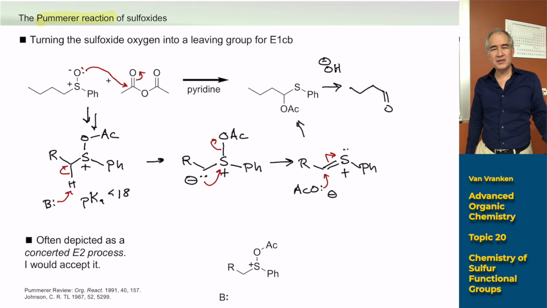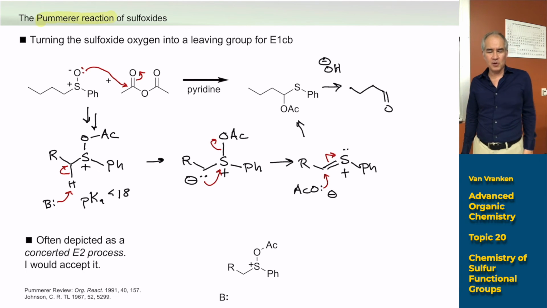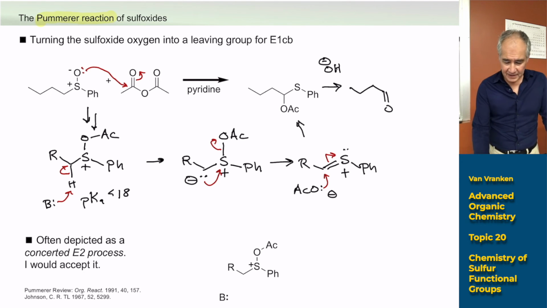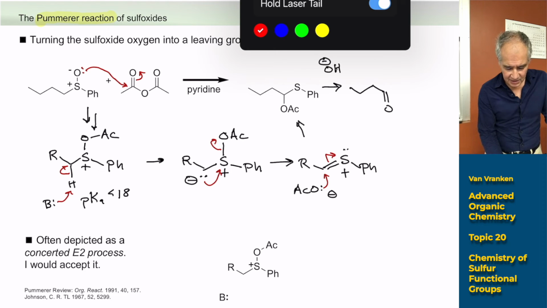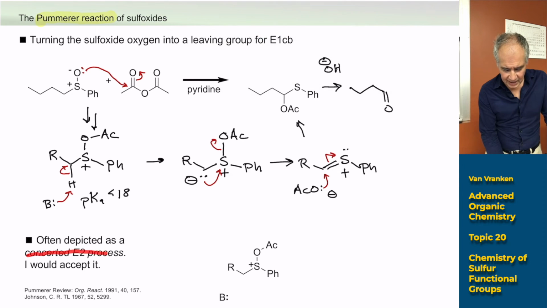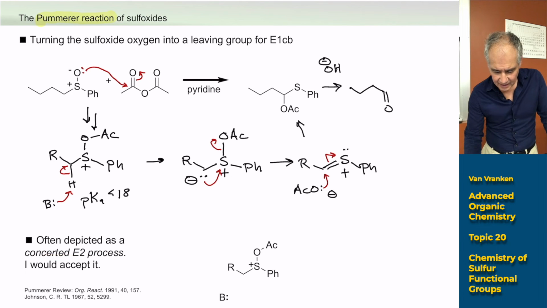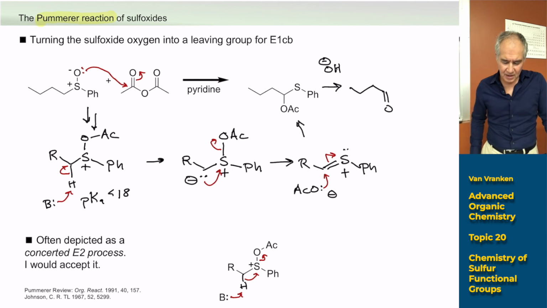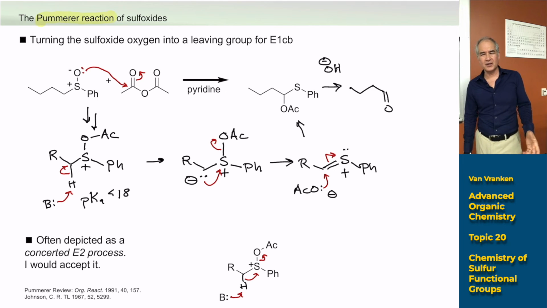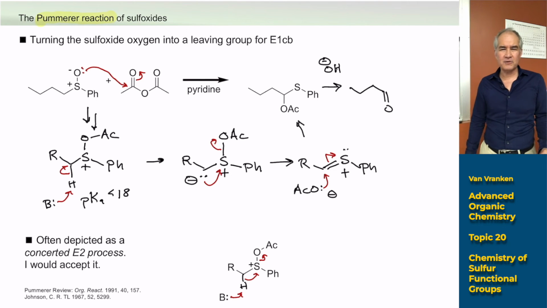Now this E1CB elimination mechanism is the most plausible mechanism, but you will often see this elimination process depicted as a concerted E2 process, where it's all done in one step. There's no evidence for that, but I would accept that mechanism if you drew this as a concerted E2 elimination, just because on so many websites you'll see it drawn as a concerted E2, but there's no evidence that it goes through a concerted E2 process under the conditions that I've drawn here.